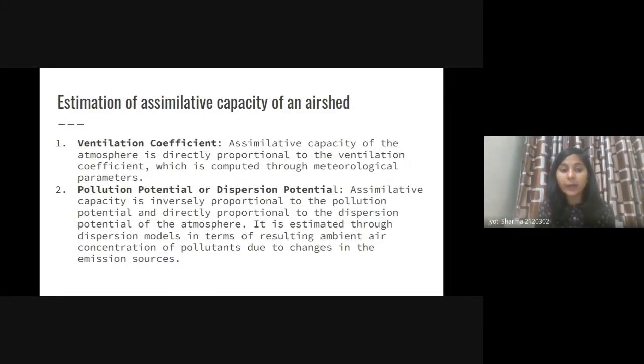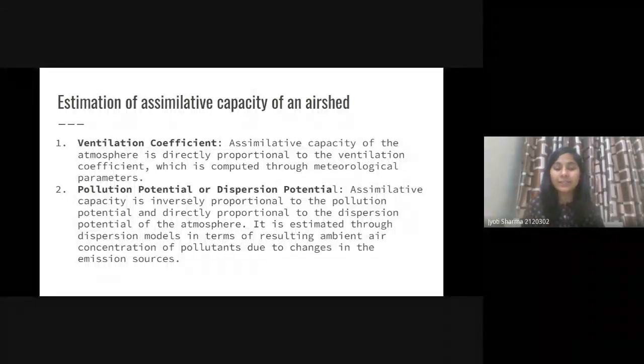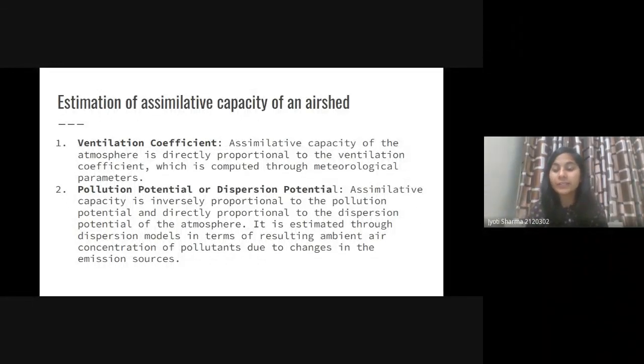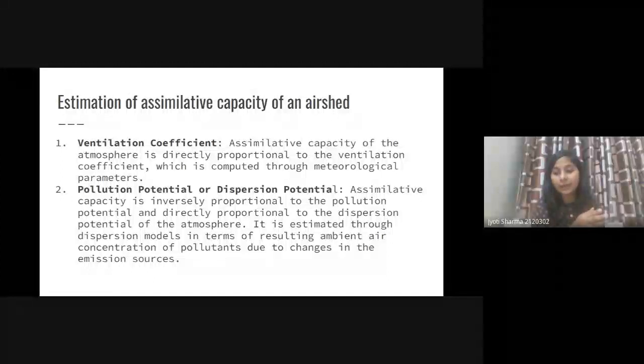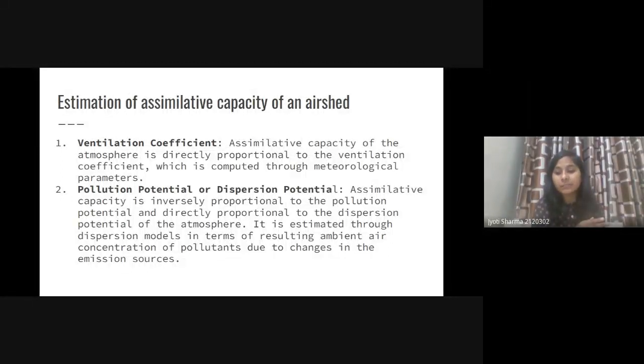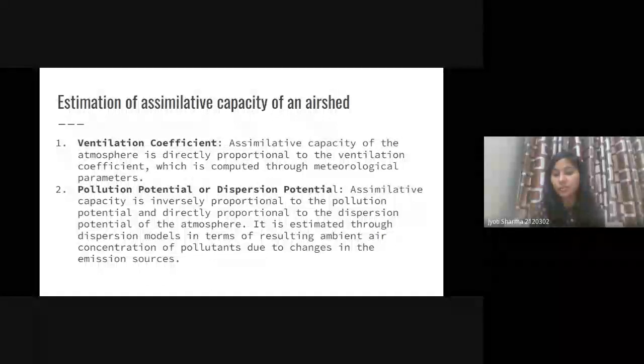But how will you calculate this assimilative capacity? You calculate the available assimilative capacity by subtracting the ambient air pollutant concentration from the standard. That was the available assimilative capacity. But if we are talking about the assimilative capacity itself, how will we calculate it? We have two approaches. The first is the ventilation coefficient, and the second is the pollution potential or the dispersion potential.